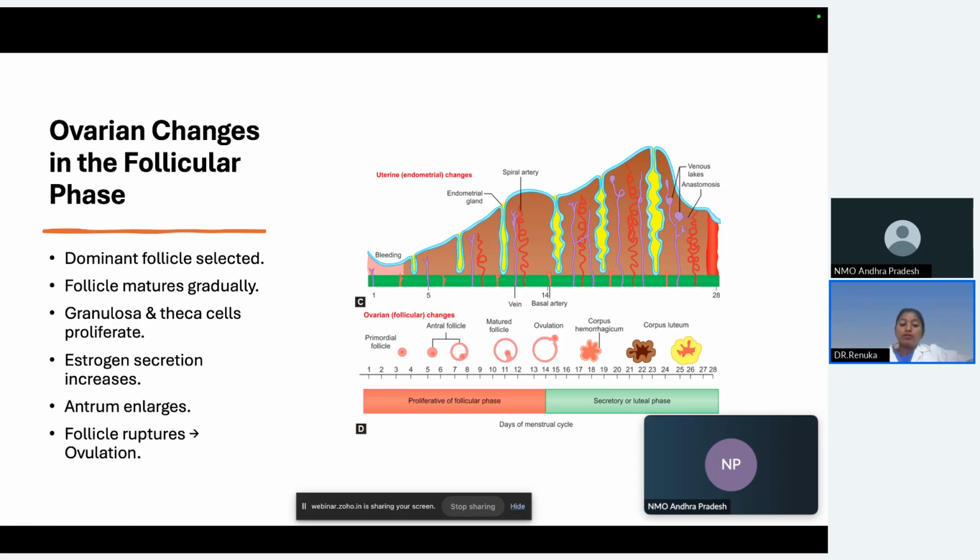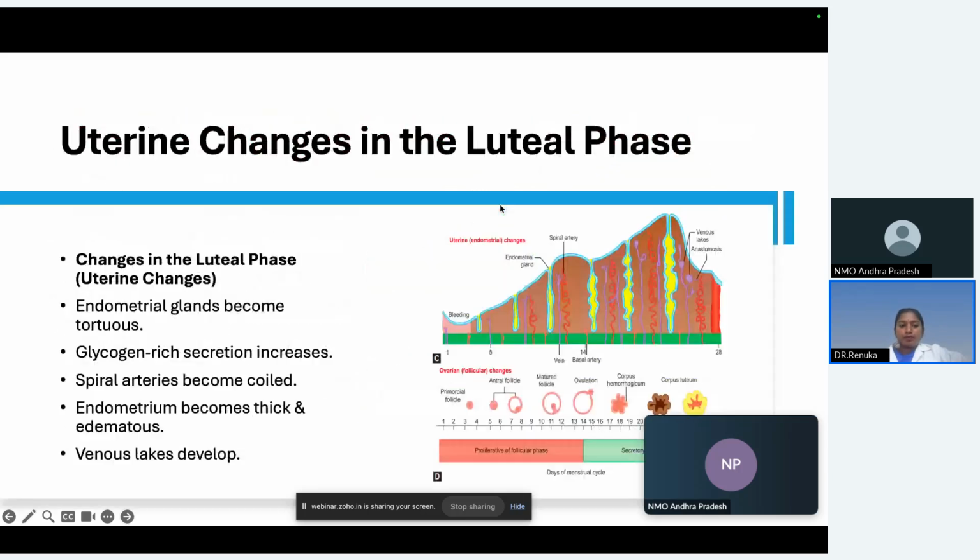Then coming to the cervix and vagina, what are the changes? Thick mucus is produced, very thick mucus. So elasticity is reduced, and sperm cannot pass through the very thick mucus. The vaginal epithelium is also thick. We finished till here.